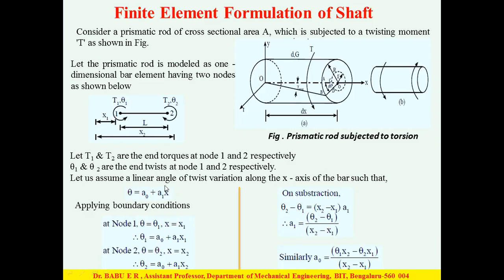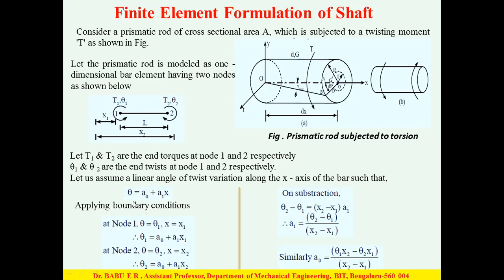This is the displacement equation which we studied in module 1. There we used u as the displacement for the structural problem. Here it is torsion which causes an angle of twist, so replace u by theta. So theta equals a0 plus a1 x.